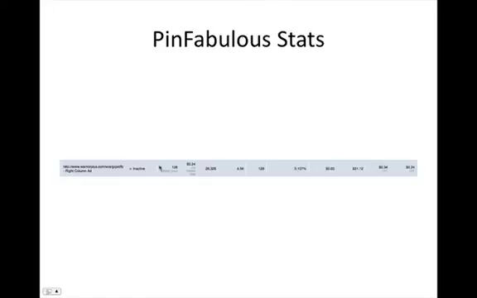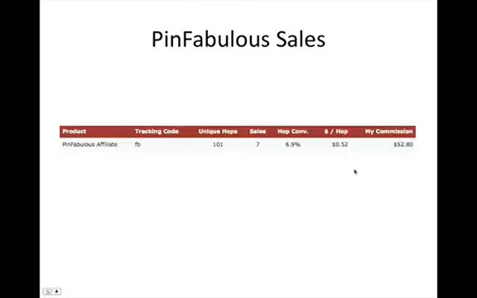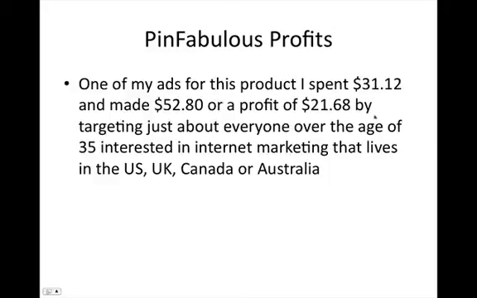So we had 128 clicks, 24 cents per click is what we spent. 26,000 people saw the ads. They saw them about 4.5 times on average. 0.107% click-through rate. So we spent $31 on this, and we made $52.80 in commissions. So I spent $31 and I brought in almost $53. So that's a profit of $21.68.